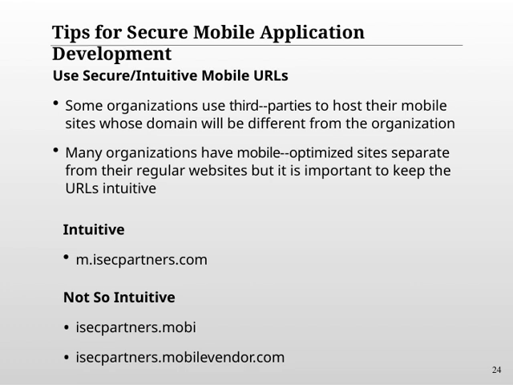On the other hand, less intuitive URLs like icepartners.mobi or icepartners.mobile.vendor.com can be confusing or even look suspicious to users. So the takeaway here is, always aim for URLs that are straightforward and easy to remember. This not only improves user trust, but also aligns with security best practices by reducing phishing risks and making it clear that users are on a legitimate, secure site.